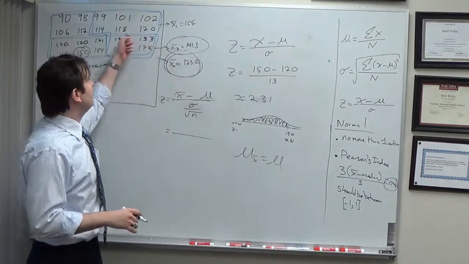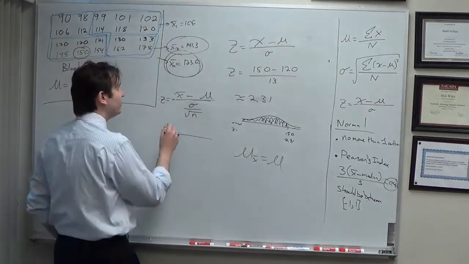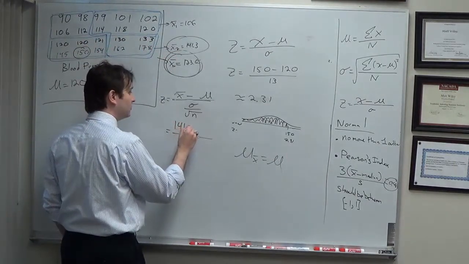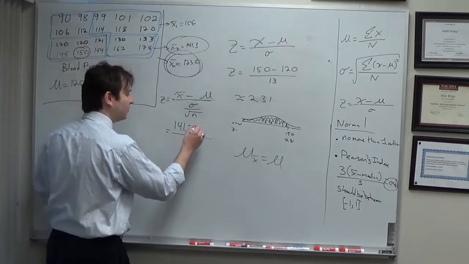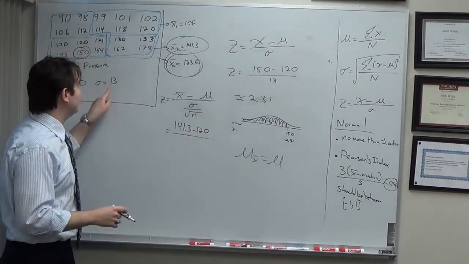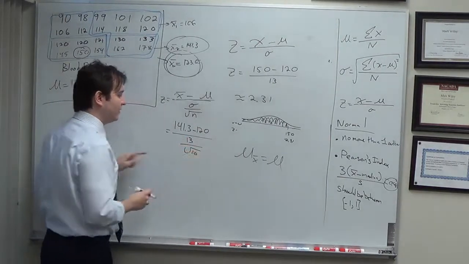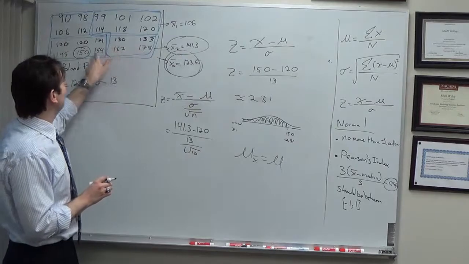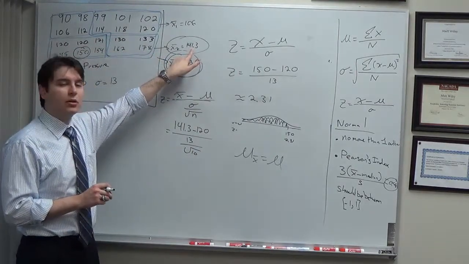If we grabbed this group, these bottom 10, we would have 141.3 minus the population measure of 120, divided by sigma, which is 13 for blood pressure, divided by square root of 10. Square root of 10 because we have 1, 2, 3, 4, 5, 6, 7, 8, 9, 10 things that built up this group of people.